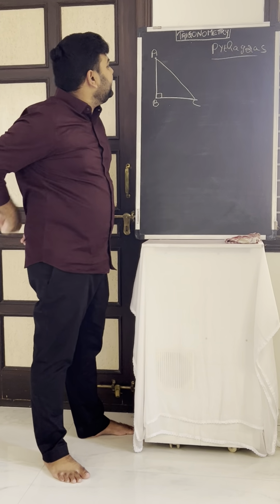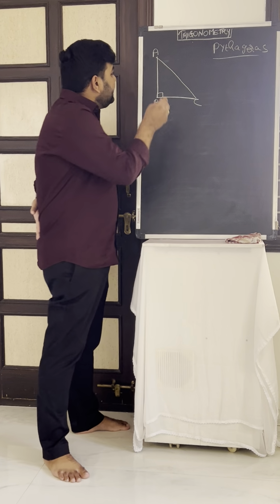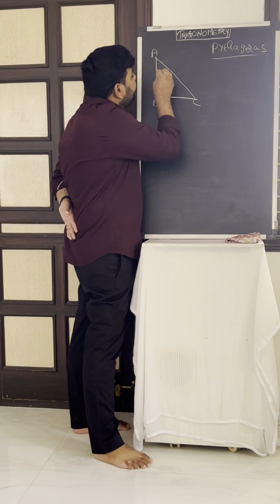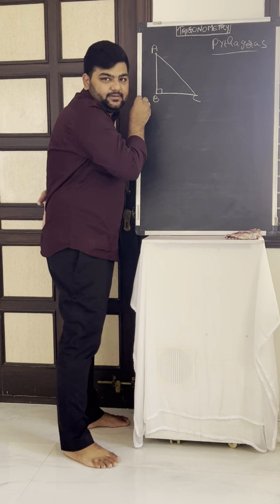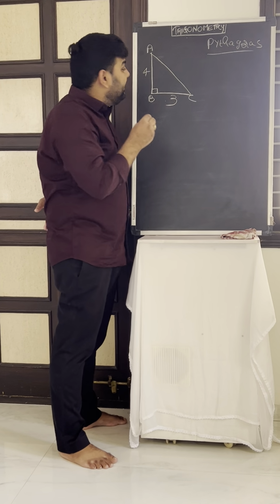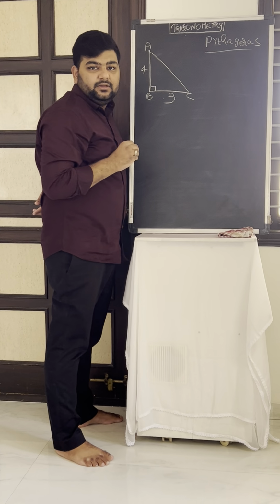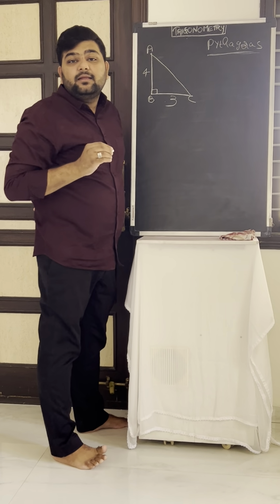Let us elaborate that. What does the definition of the Pythagoras theorem say? It says that if I have the value of any two sides out of AB, BC and AC, let us suppose I have the value of side AB as 4. Let us have the value of side BC as 3. If I want to find the value of AC, what will I do? I will apply the Pythagoras theorem.